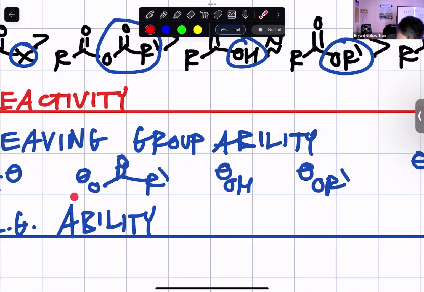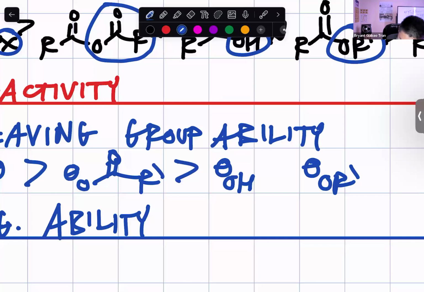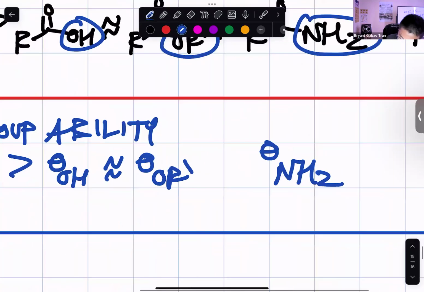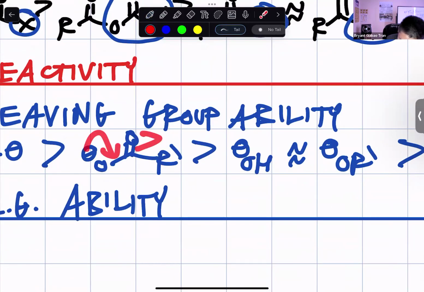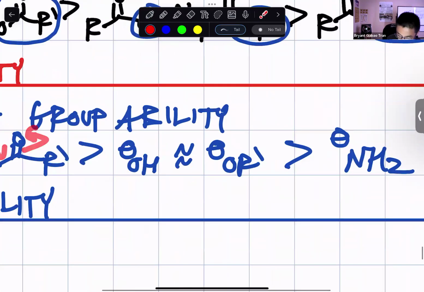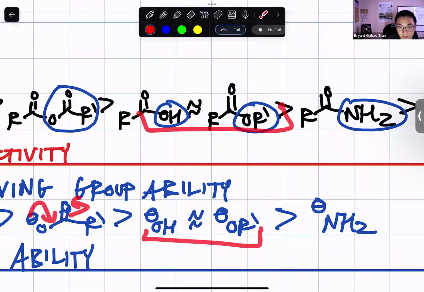But the negative charges on these oxygens right here are on the same atom, the same electronegativity. But this negative charge right here is more stable than the negative charge on the other oxygen because it can do resonance with the carbonyl. Resonance is like coming back, it's not going to go anywhere. If it can do resonance, it's more stable, making it a better leaving group. These are similar leaving group abilities, which is why they have similar reactivity.